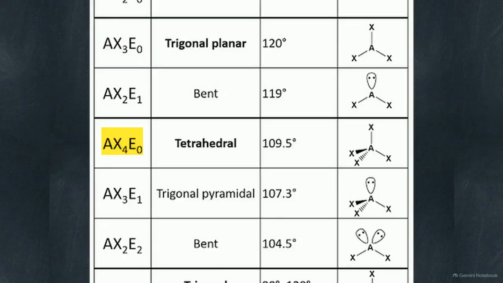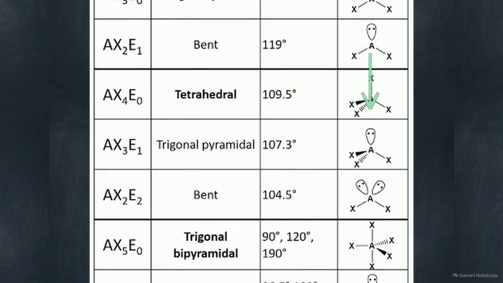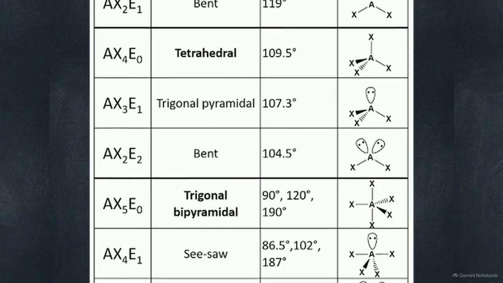Here is the baseline for 4 bonded atoms, AX4E0. They arrange themselves into a 3D tetrahedron, spacing out at exactly 109.5 degrees. Swap one of those solid atoms for a lone pair. The fat electron cloud presses down from the top. The tetrahedron warps into a trigonal pyramid, and those ideal 109.5-degree angles are crushed down to 107.3 degrees.